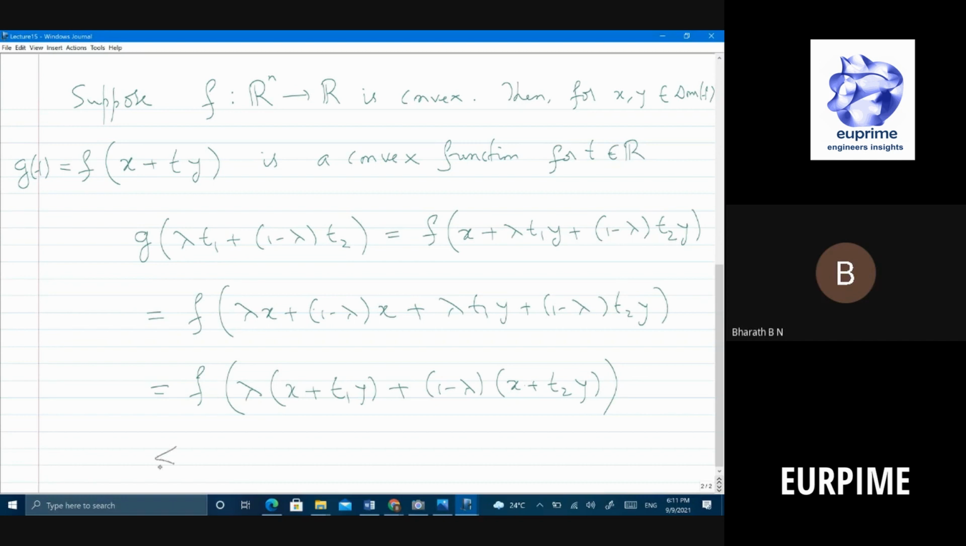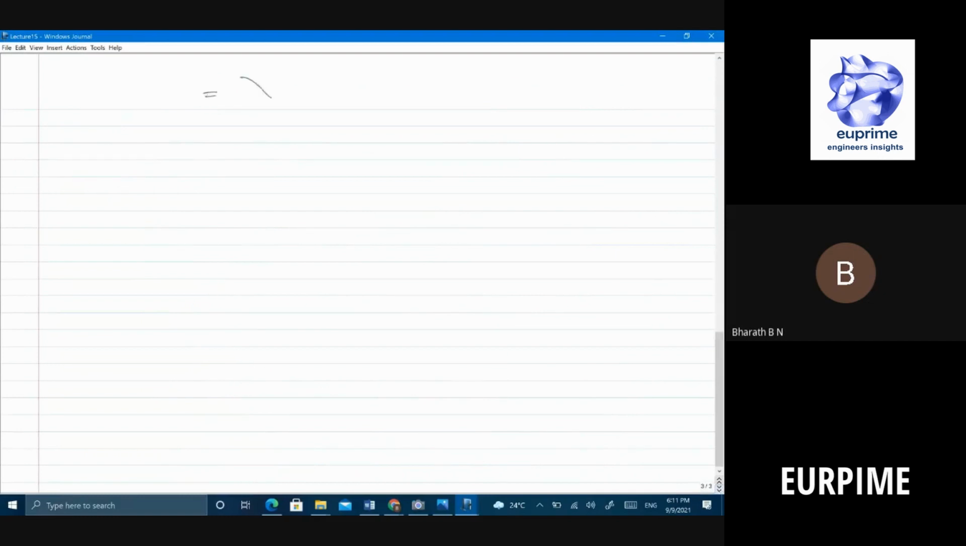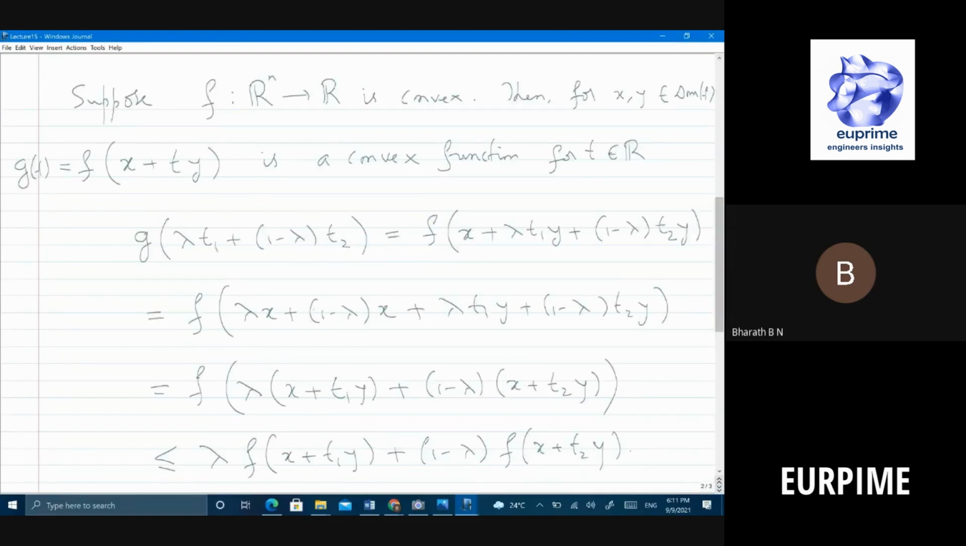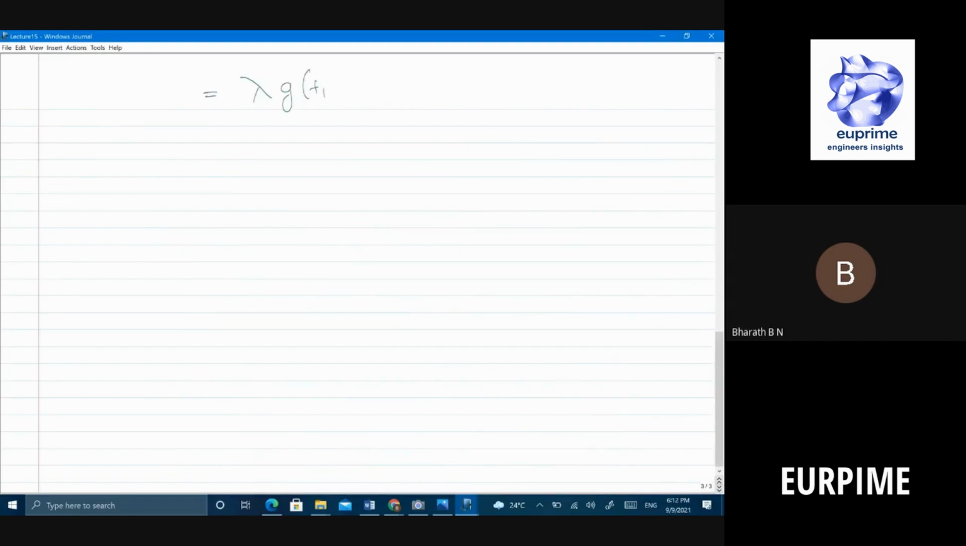Now I'll use the convexity of f. F is convex. I'm taking 2 vectors, x plus t1y and x plus t2y, and taking the convex combination. So this should be less than or equal to lambda times f of x plus t1y plus 1 minus lambda times f of x plus t2y. Now what is f of x plus t1y? It is g of t1, it comes from here. So this is lambda times g of t1 plus 1 minus lambda times g of t2.